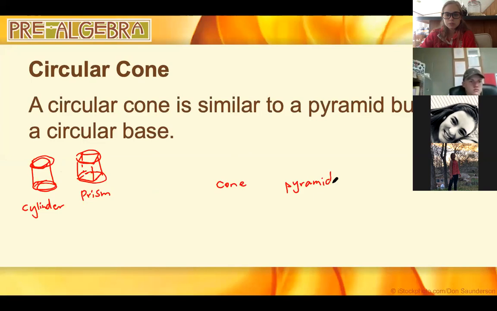The only difference between a cone and a pyramid is a pyramid is going to have a polygonal base. Okay, so all these points reach up to the top there. For a pyramid, I've got a polygon base, square, rectangle, whatever it may be. A cone, what do you think? It's going to have a circular base. All right, so we've got a circular base for a cone.